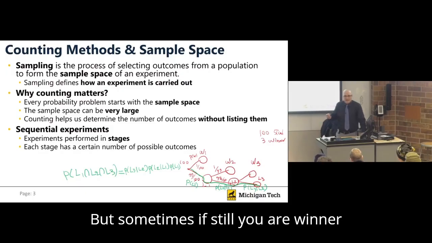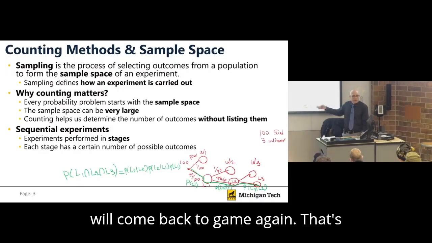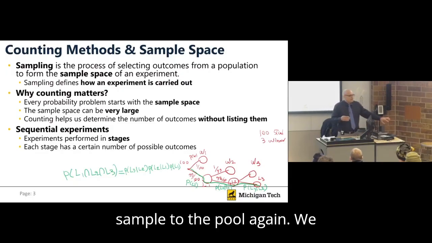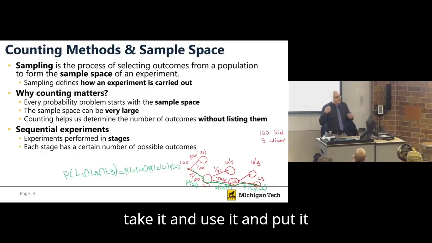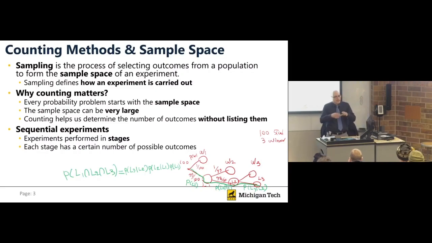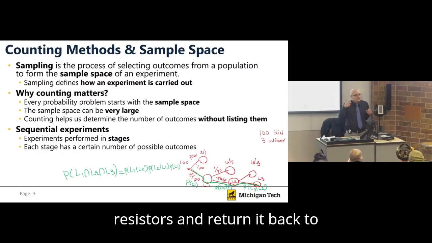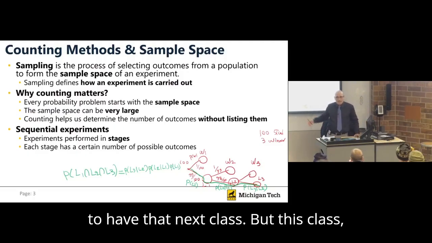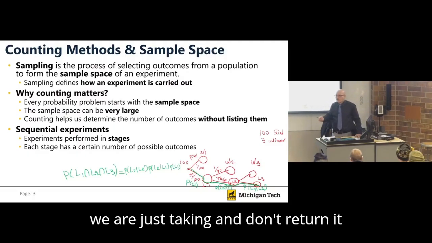But sometimes, if you are still a winner, you come back to the game again. That's the time that we return the sample to the pool again. We take it, use it, and put it back. It's like selecting resistors and returning them back to the bin, something like that. We're going to have that next class. But this class, we are just taking and not returning it back.